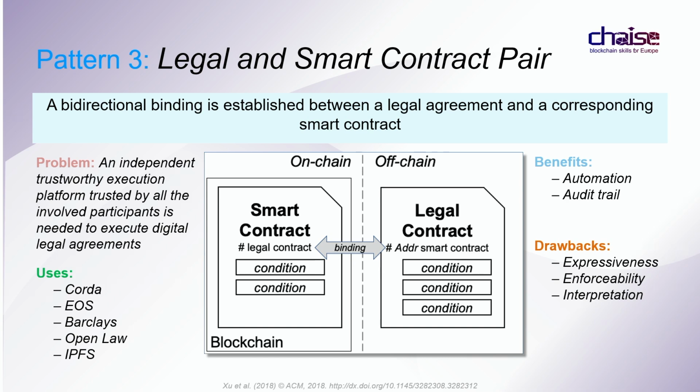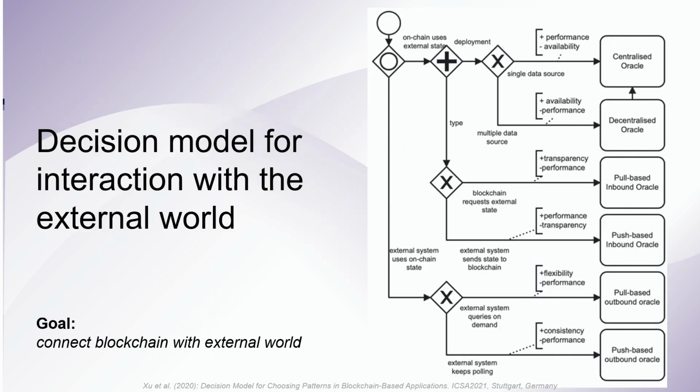Let's also speak about the decision model for the interaction with the external world patterns. Let's see when to decide when these patterns can be connected with the external world. When it comes to the oracle deployment options, a centralized oracle could be applied to collect the external state. The centralized oracle introduces a trusted third party in the blockchain system to verify the external state. Such a centralized oracle component becomes a single point of failure.